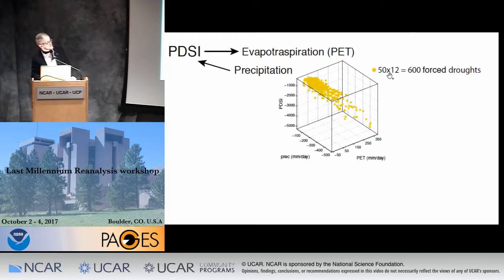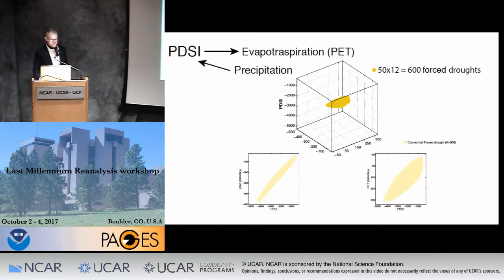Each one of these dots is one of the 50 most severe droughts in the 12 fully forced simulations. So 50 times 12, we got 600 total points here. I'm going to flip this axis, and I'm actually going to fit a convex hull in three-dimensional space to these points. You can think of that as sort of stretching an elastic surface over these points to fully enclose them within a volume. Okay, so it's a volume that fully encloses these points.